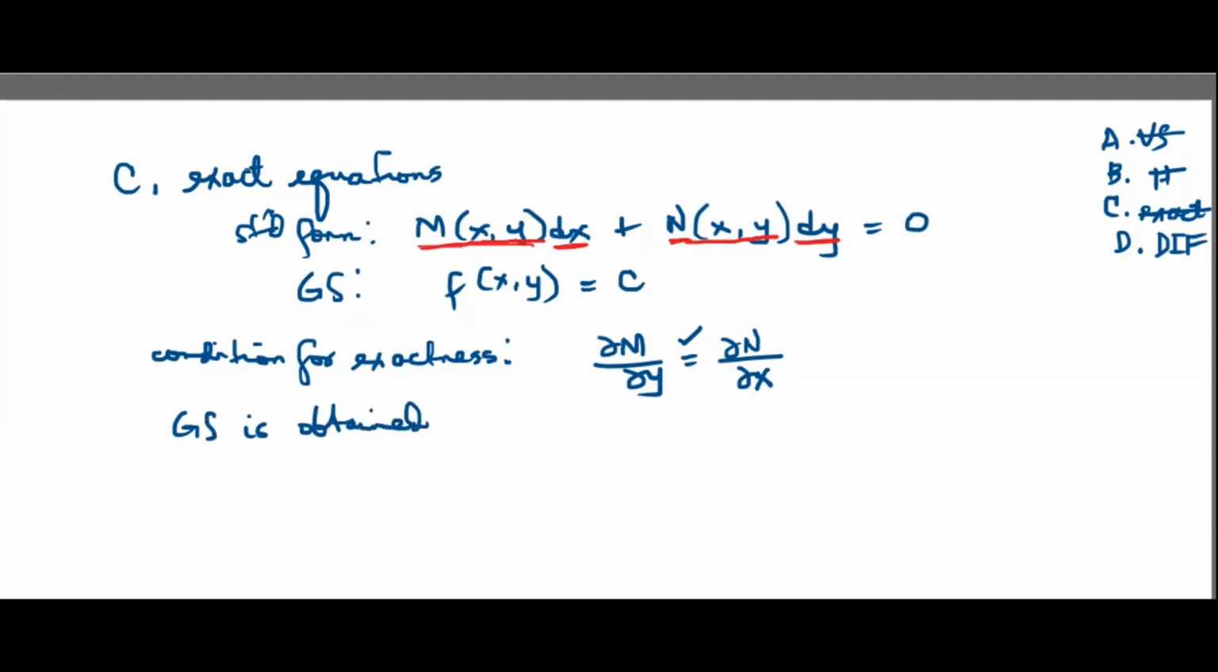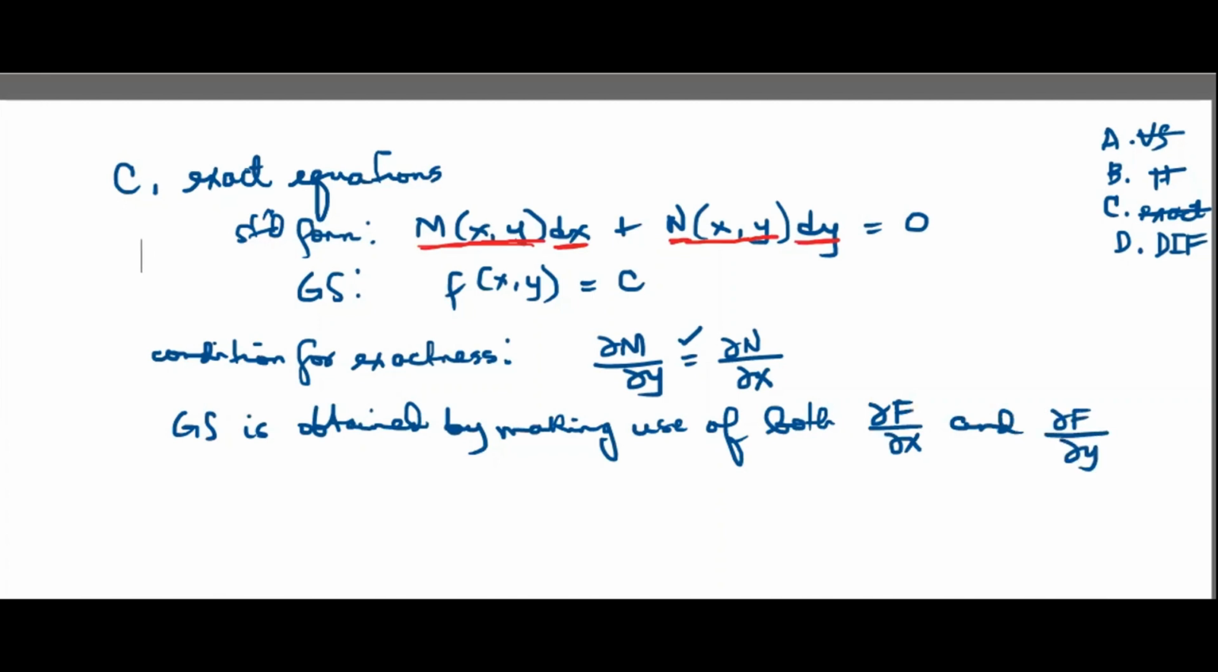Now, the general solution is obtained. Makukuha mo yung general solution by making use of both partial of f with respect to x and partial of f with respect to y. Ano naman yung partial of f with respect to x? Ano naman yung partial of f with respect to y? Yung partial of f with respect to x, that will be your M. Okay, katulad na sinabi natin, yung may dx, yun ang M natin. Okay. And then yung partial of f with respect to y, yun yung N natin.